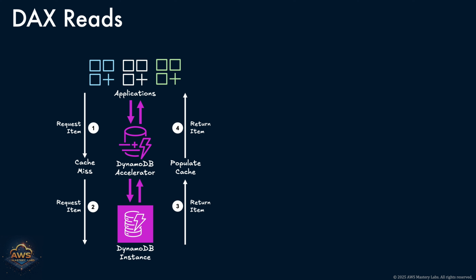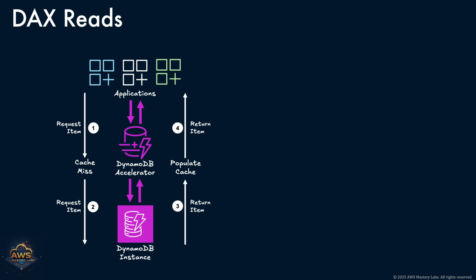Let's walk through the sequence of events in both scenarios depicted in the illustration. One where there's a cache miss, and the other where there's a cache hit, using DynamoDB Accelerator, DAX. Let's take a deeper look at the cache miss scenario in DAX, which is a common occurrence when an item is being accessed for the first time or after its cache entry has expired or been evicted.